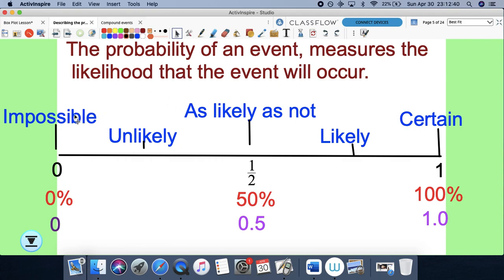Probability can be written as a percentage, as a fraction, as a decimal, right? So if it's impossible or it's never going to happen, obviously it's 0%. 0 as a fraction, 0 as a decimal. If it's for sure to happen, then it's 100% or 1, or 1.0. As likely as not, if you hear or see this, it means 50%. Unlikely, anywhere in between. Unlikely, and likely, again, anywhere from 50 to 100. Okay?